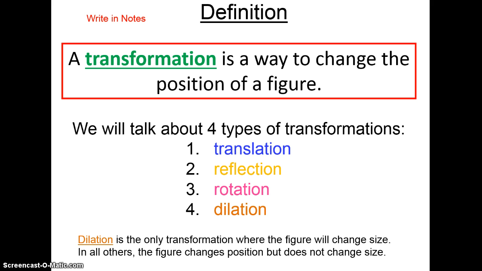Now, the 3, translation, reflection, rotation, don't change the size of the figure. They just change where it is on the coordinate plane. Reflection and rotation will change its orientation. Like it might start off facing upright and it may end up facing down, or rotate it a given number of degrees. Dilation is the only transformation that will change the actual size of a figure, but we'll talk more about that next week.